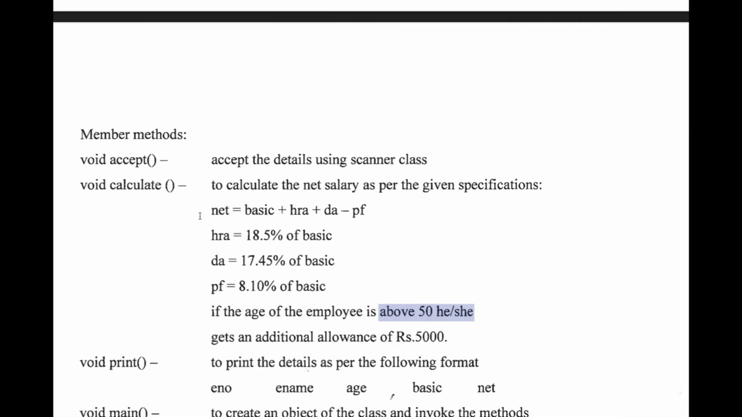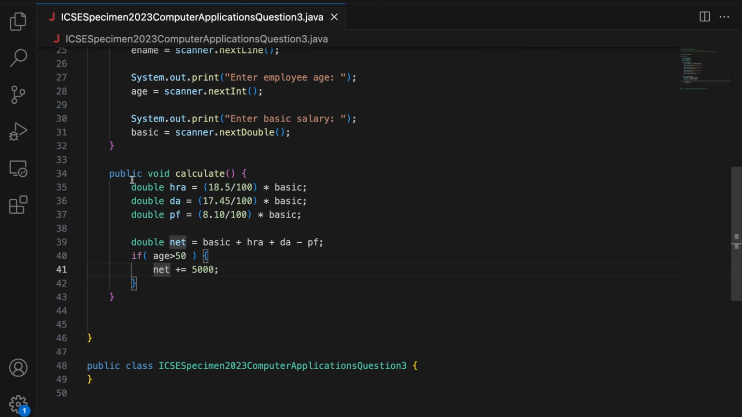All right, so our calculate method is done as well. You don't have to return the net value. The return type is void, so we don't have any return from this method. We just calculate net here.